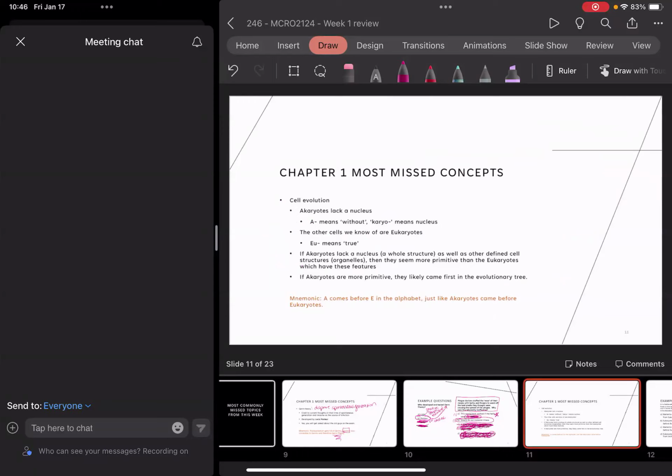So our next one was talking about prokaryotes versus eukaryotes. A meaning without, karyote meaning nucleus. Okay, so that's what's going on here on this slide. And then U means true. So the literal definition is in the name, if you can remember what those parts stand for. So A, like asymptomatic, without symptoms. Prokaryote, without, karyote meaning nucleus. U means true.